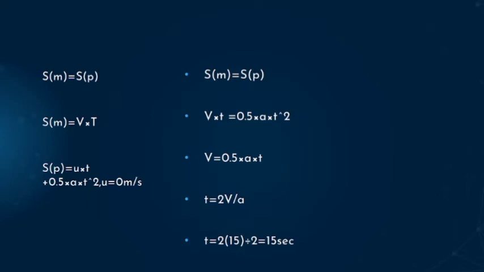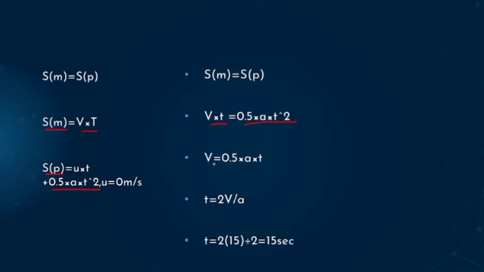As I said before, we're going to assume that the initial velocity of the police officer is 0. So 0 times t is going to be 0. So we're just going to use the formula 0.5 a t squared for the distance of the police officer, and the formula v times t for the distance moved by the motorist. So when we equate these two, we get vt equals 0.5 times a times t squared. a is the acceleration and t is the time.